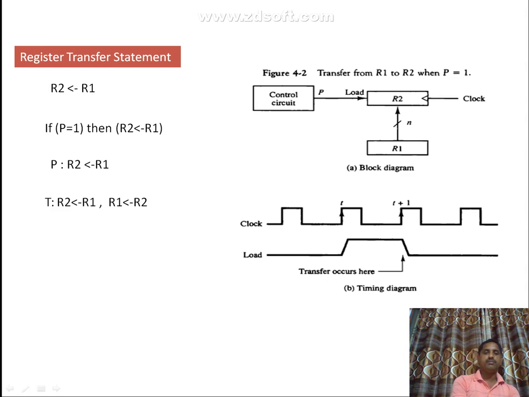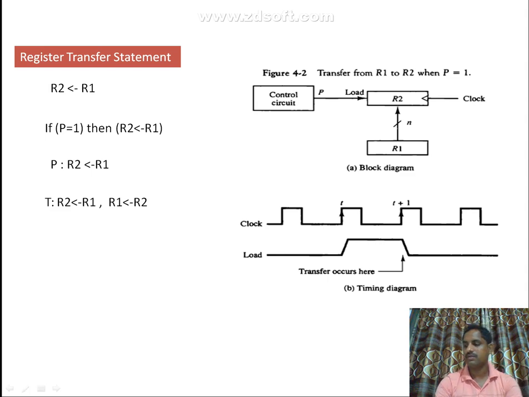Likewise, here if P equal to 1, then P is a control signal generated in the control section, and a control function is a boolean variable that is equal to 1 or 0. The control function is included in the statement as follows: P colon R2 to R1, T R2 to R1, R1 to R2. And every statement written in a register transfer notation implies a hardware construction for implementing the transfer.